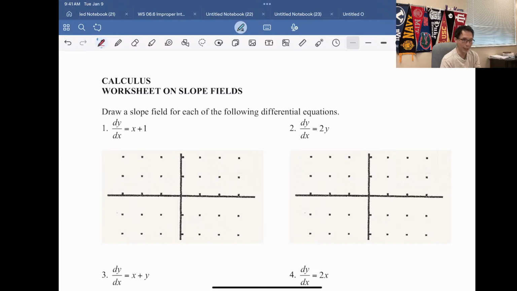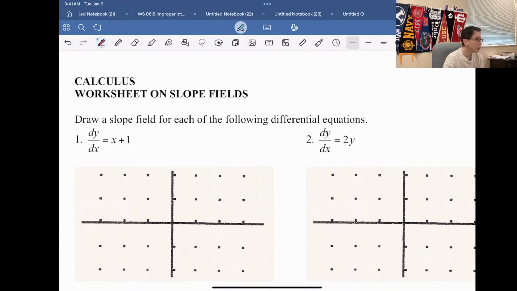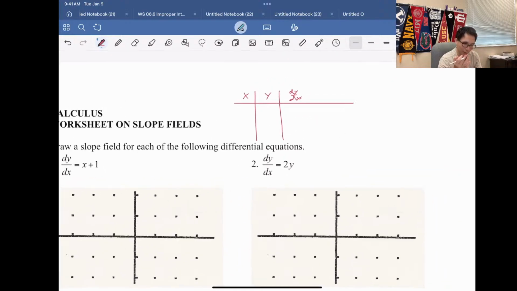All right, so what we'll do is I will build this table of dy/dx for all the x, y, and dy/dx. I'll do a T chart. This time it's not a T chart. It's like three columns. But I'm going to start by understanding several things.